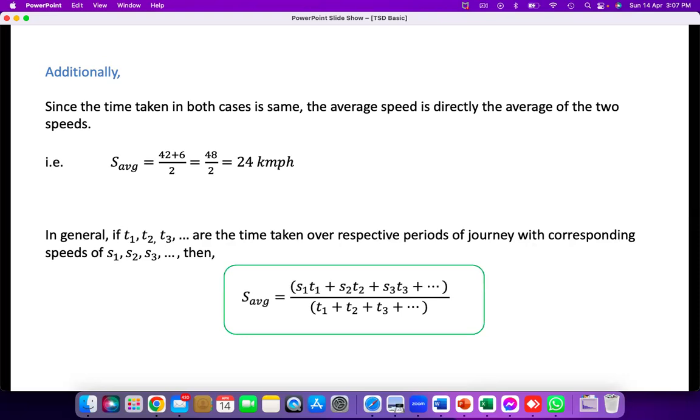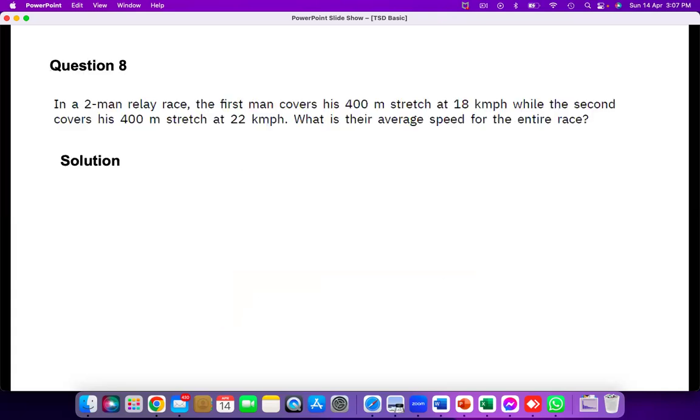Now, when distance is not given, and speed and time are given, then we calculate average speed like this: S1 T1 plus S2 T2 plus S3 T3 and so on, divided by T1 plus T2 plus T3 and so on. Okay, this we have already discussed. Now, try to solve this question.